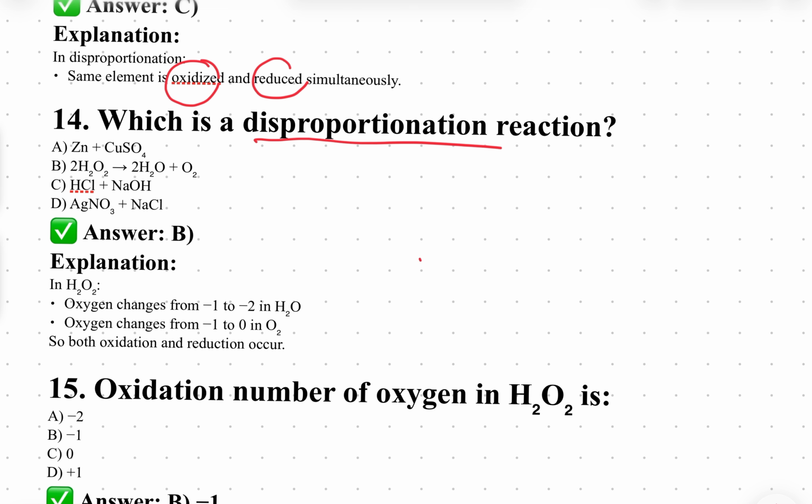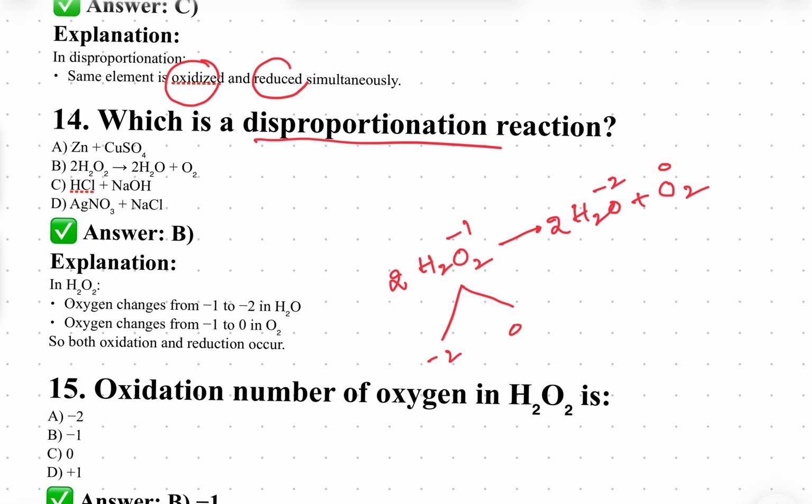Take hydrogen peroxide, H2O2, which decomposes to give water, H2O, plus O2. We can balance the equation: take 2 moles of H2O2 and 2 moles of water, and the remaining is oxygen. See, balancing is done. Now, the oxidation state of oxygen here is minus 1, here oxygen is minus 2, and here 0. So this compound is minus 1, and it becomes minus 2 and 0.